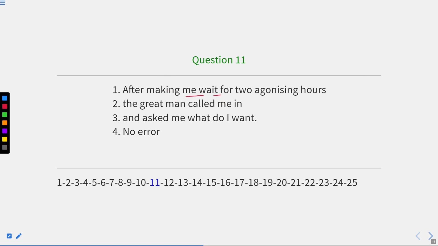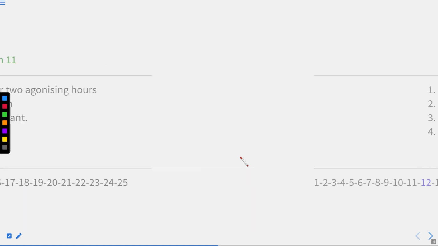After making me wait for 2 agonizing hours, the great man called me in and asked me what do I want. So here, do I want is the structure of the question. So this can be replaced with what I wanted. Okay, so our solution will be third, that this third part contains the error. Now let us move to the next one.